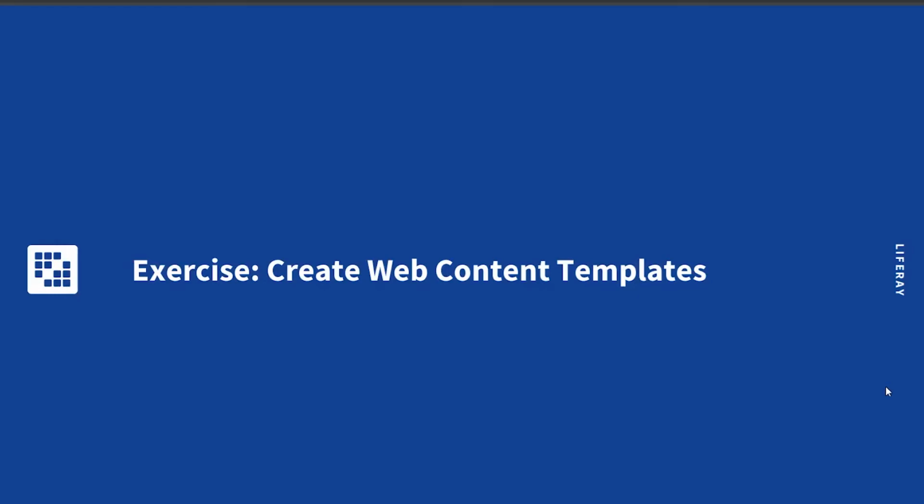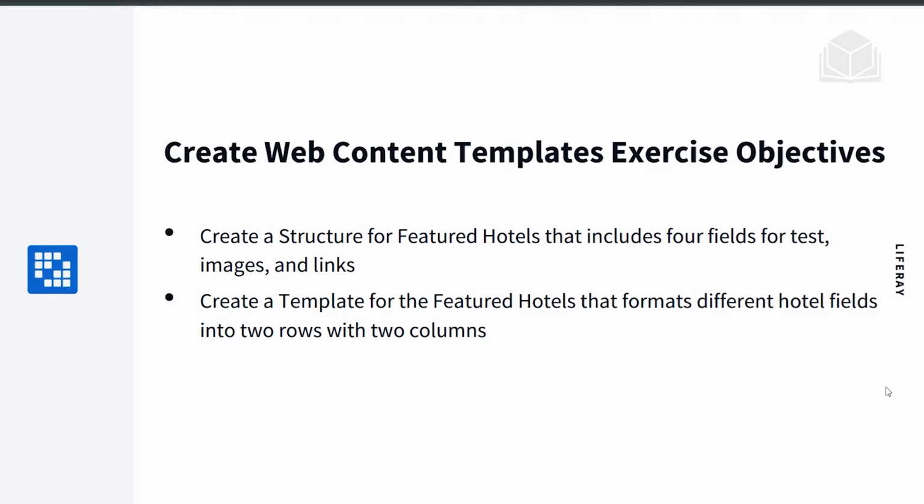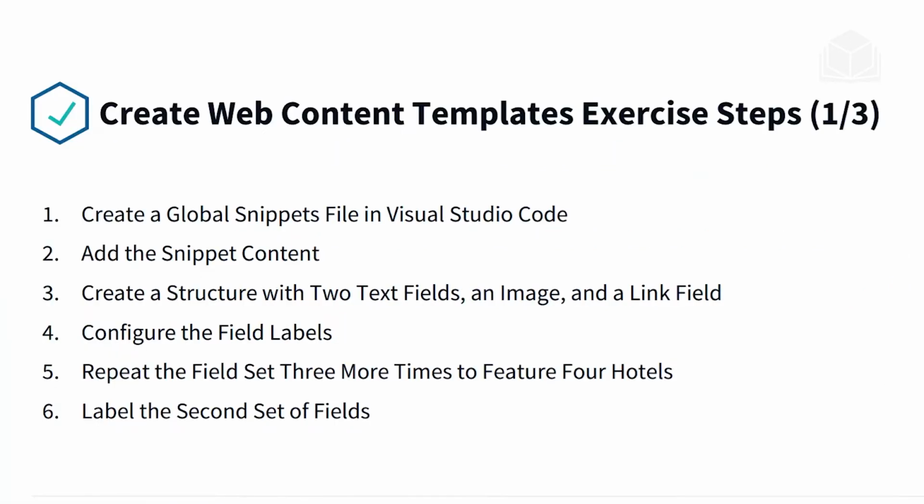So now we'll do an exercise creating web content templates. At the end of this exercise, we will have learned how to create a structure for featured hotels that includes 4 fields for text, images, and links. We'll also learn how to create a template for featured hotels that formats different hotel fields into 2 rows with 2 columns. Here are the steps that we'll be taking in this exercise.